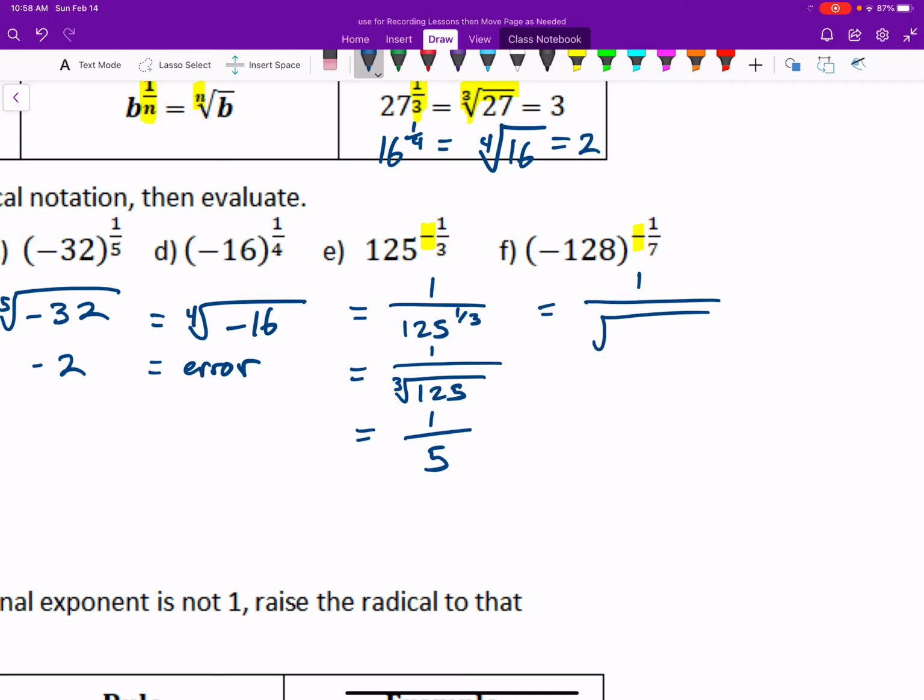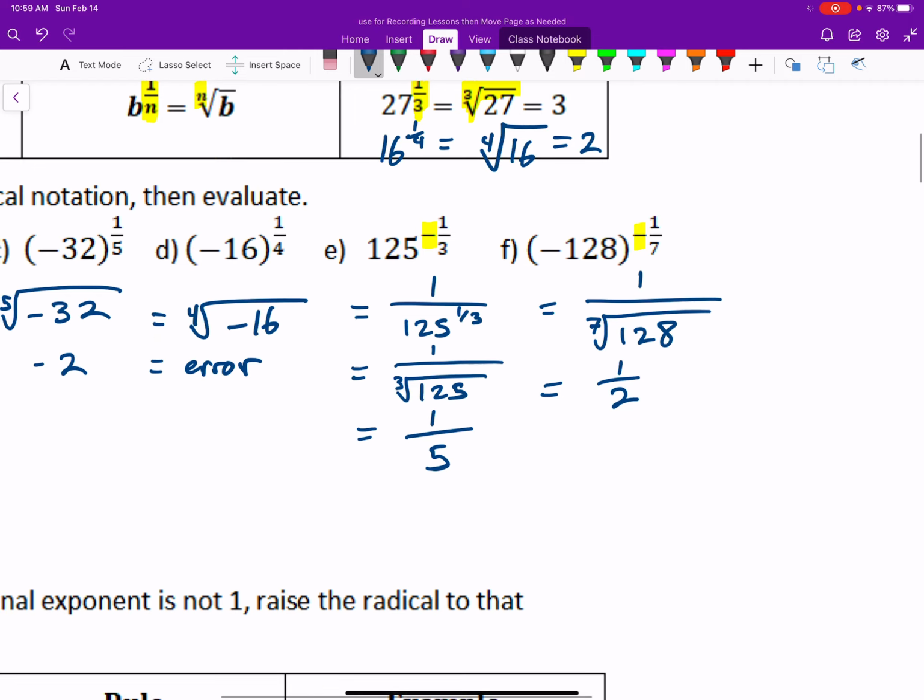the 7th root of 128. I guess I sort of skipped over the part where I wrote it with a positive fraction, but hopefully that's not confusing to you. What number can be multiplied by itself 7 times to equal 128? Well, it turns out to be 2. You can put it in your calculator, but the answer is going to be 2. 2 times 2 times 2 times 2 times 2 times 2 times 2 is 128. So it's going to be a half.